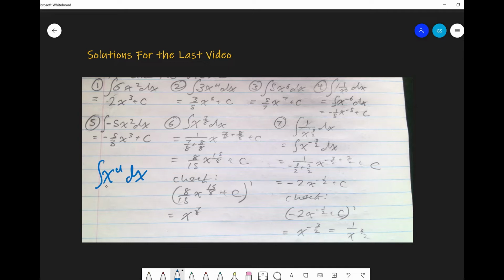When a is any real number, x to the a, and we're integrating this, it's 1 over a plus 1, multiplying x to the a plus 1, plus c. It's just the opposite of differentiation, because if you differentiate this, you'll get back to x to the a. So that's just that same rule.